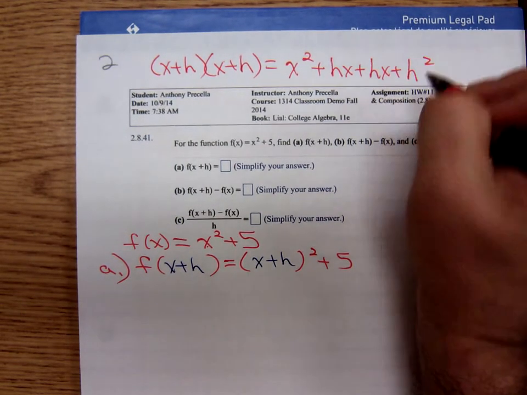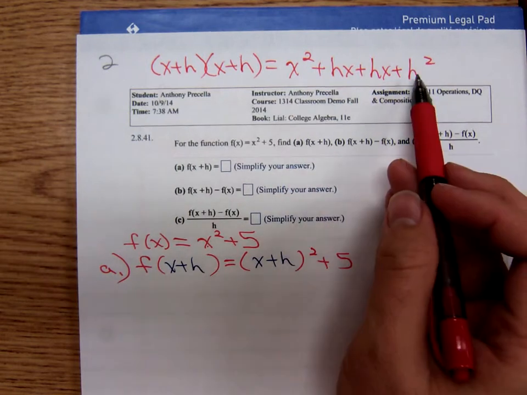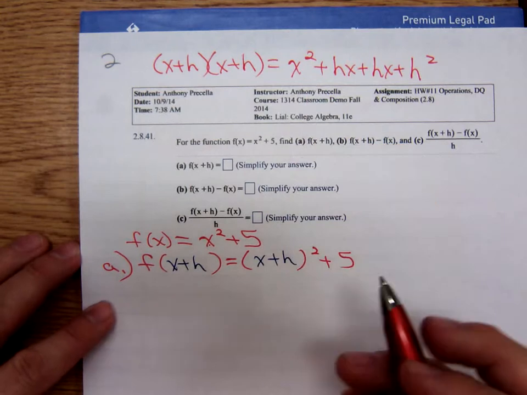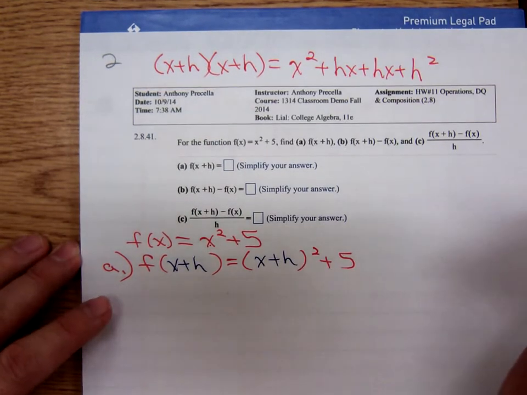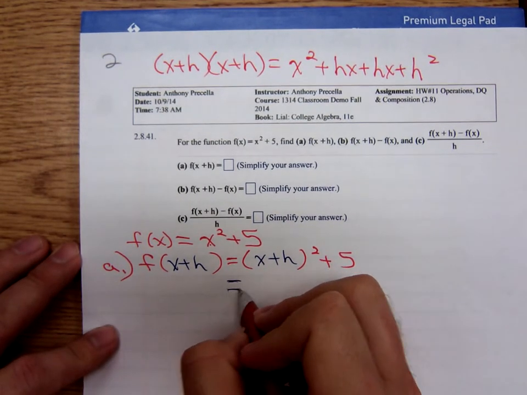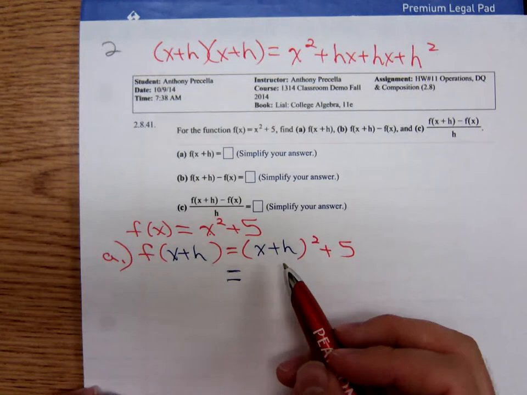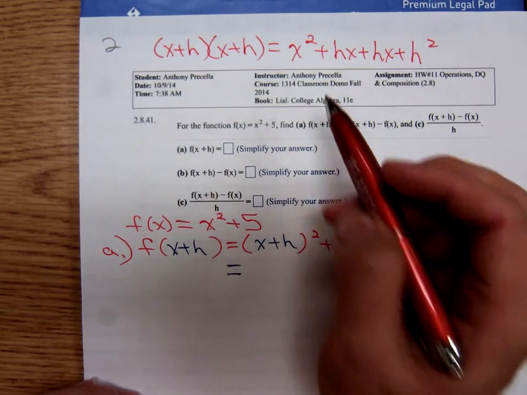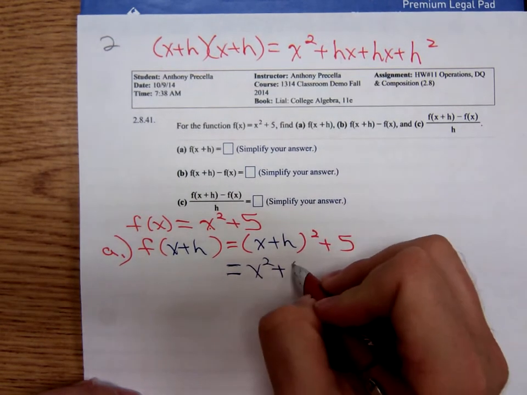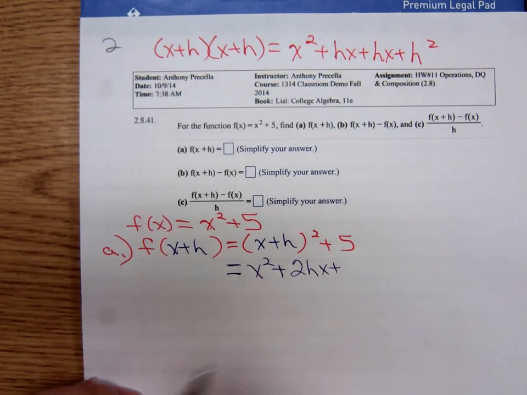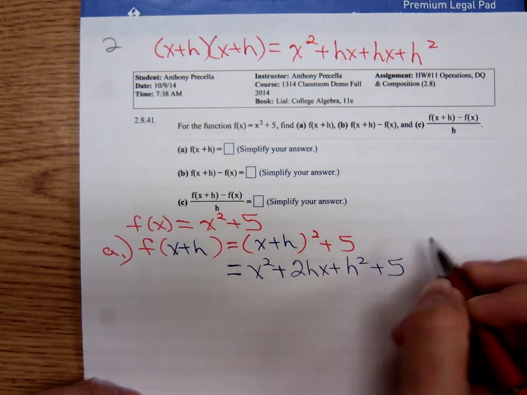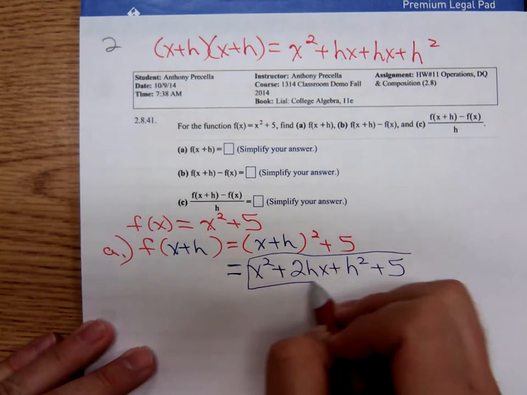So if we combine those terms, x plus h times x plus h, we're going to get an x squared. Let's see, where can I write it? I'll just write it down here with the problem. X plus h squared became x squared plus hx plus hx is 2hx plus, what else do we have? The h squared, and then that plus 5. So here's the answer to part A, f of x plus h.